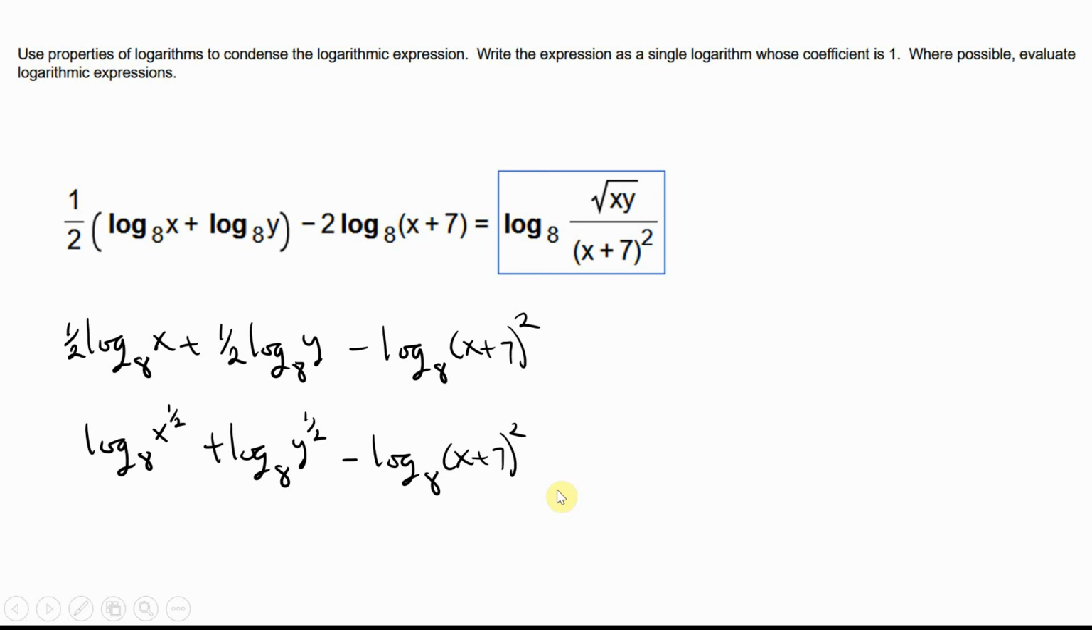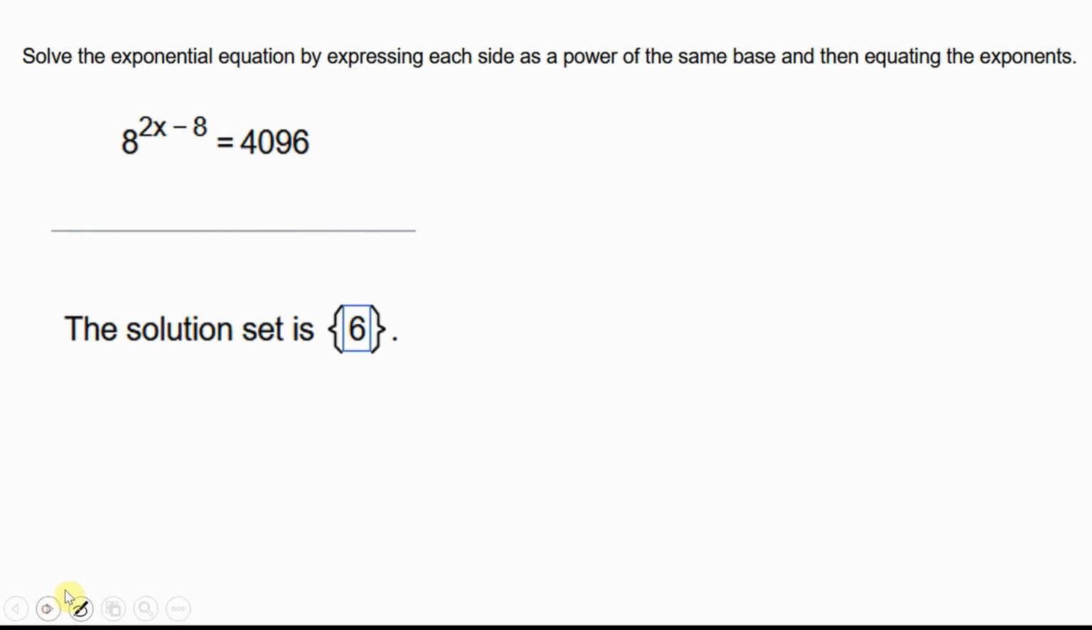Now the next move is you get the answer, right? So you have log base 8 of the square root of xy, and this is minus log base 8 of x plus 7 to be squared, and then that minus becomes the division for the logs, and so you get the answer. All right.